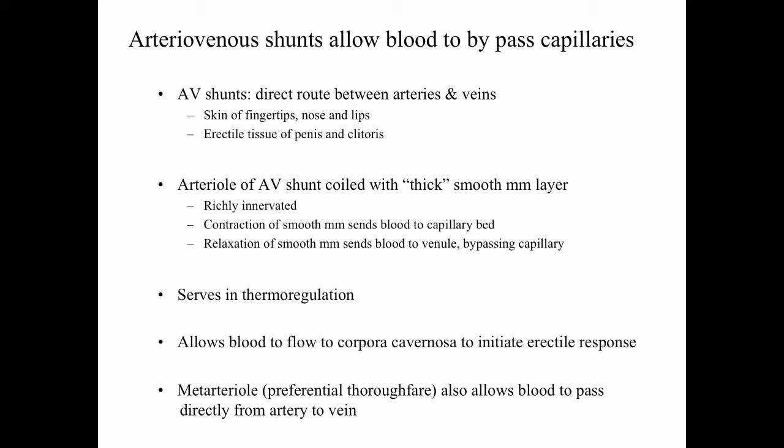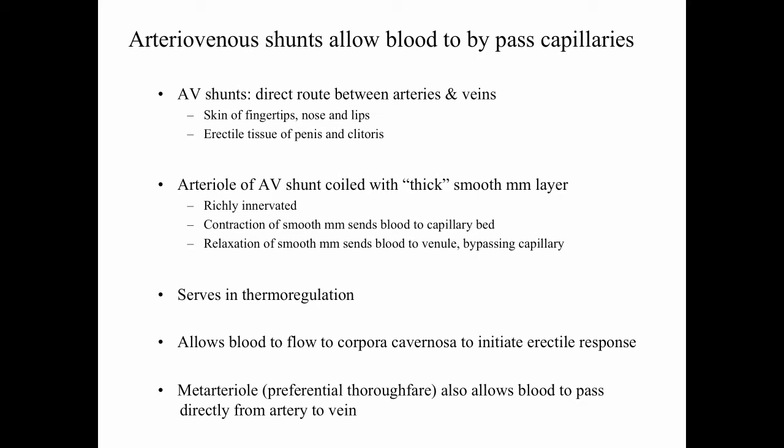The arteriole of the AV shunt is usually coiled and it has a thick smooth muscle layer. The smooth muscle is richly innervated. Contraction of smooth muscle sends blood to the capillary bed. Relaxation of smooth muscle in the AV shunt will send blood to the venule, bypassing the capillary. These AV shunts are important in thermal regulation. As we said, they are important to allow blood flow into the corpus cavernosa to initiate erectile responses.